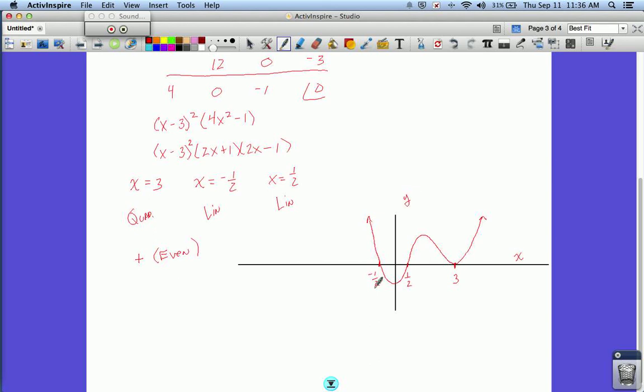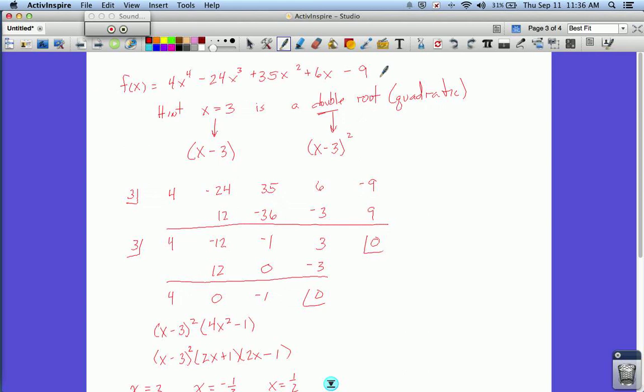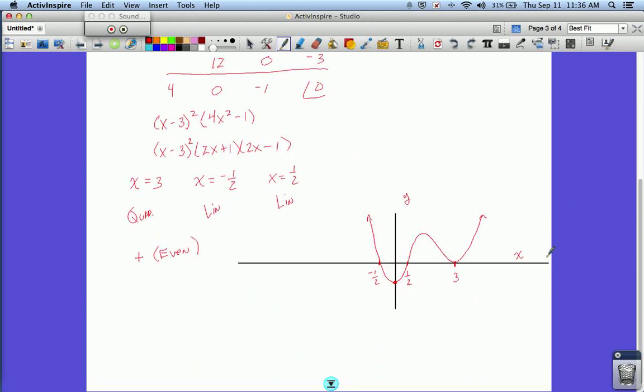And of course, finish it up by finding our y-intercept. Plug a 0 in. And you know what? That's even easier since I had the original equation. If I plug a 0 in, I get 0, 0, 0, 0, negative 9. So I'm here at negative 9. That's all we got for graphing polynomial functions. Hope you enjoyed it.